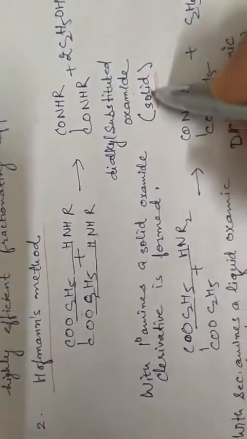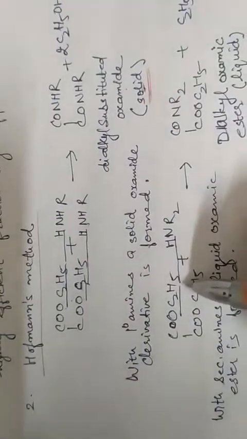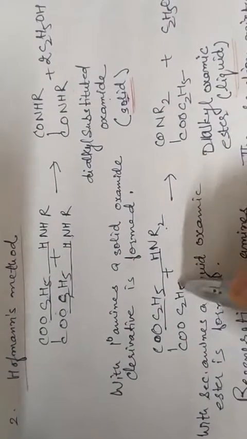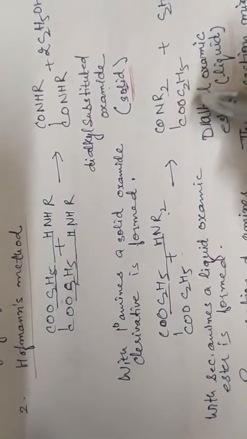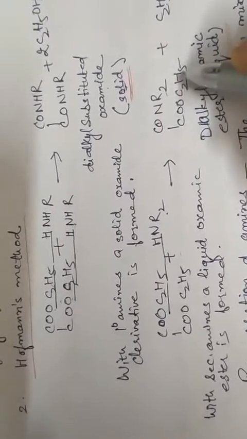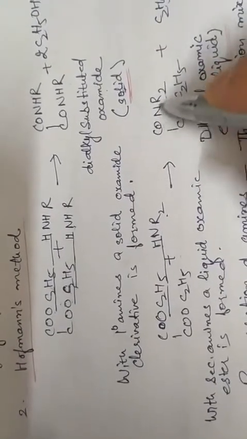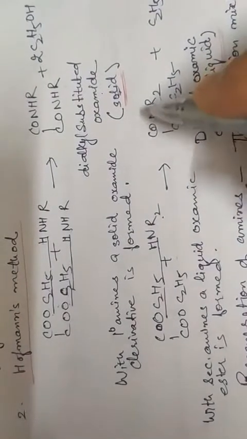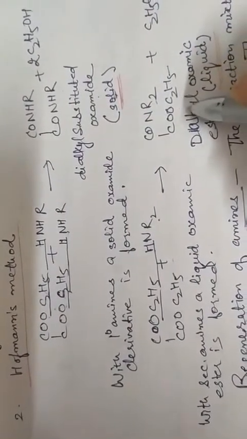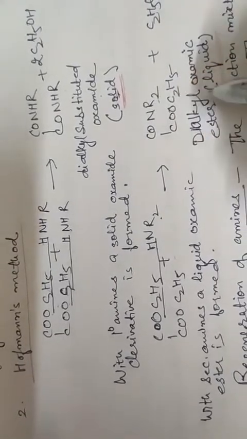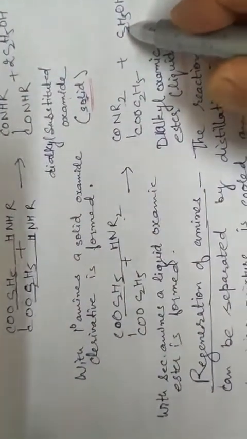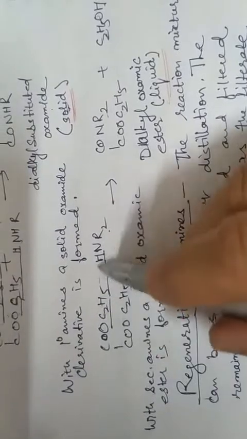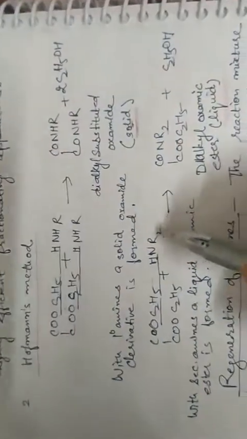And with this reagent, a secondary amine reacts to form a dialkyl derivative of oxamic ester. This is the ester group, COC2H5. CONH2COOC2H5 is oxamic ester, and this is the dialkyl derivative of oxamic ester. This is in liquid form. Ethyl alcohol, C2H5OH, is also formed here.